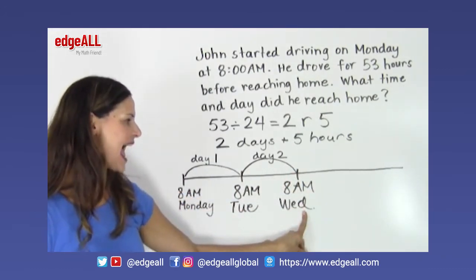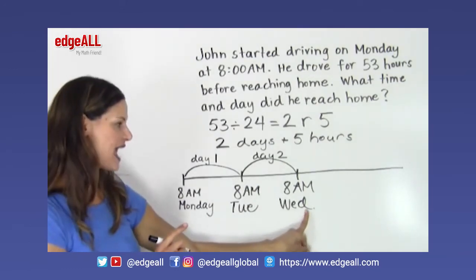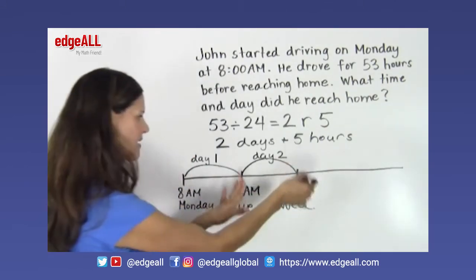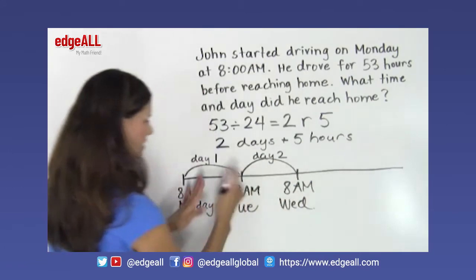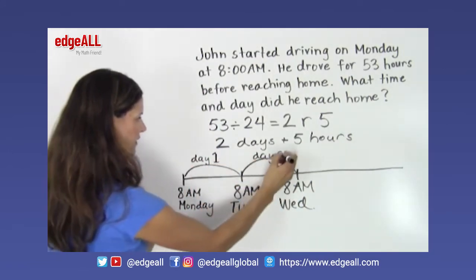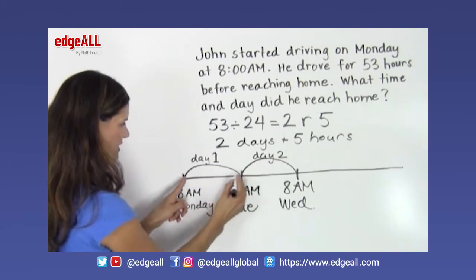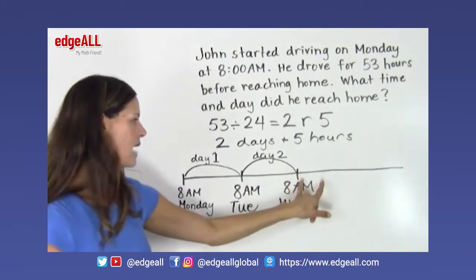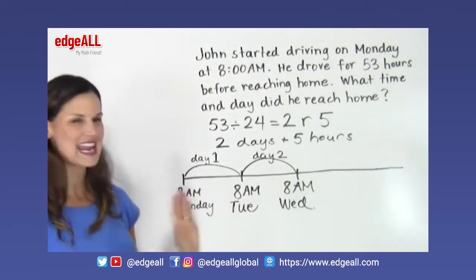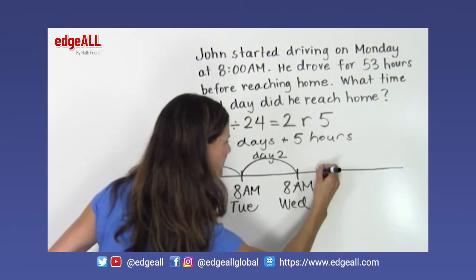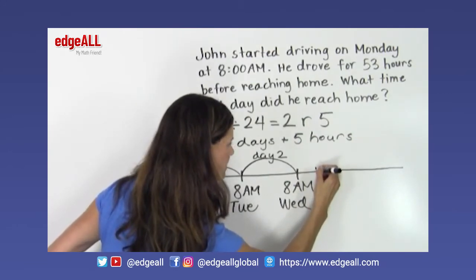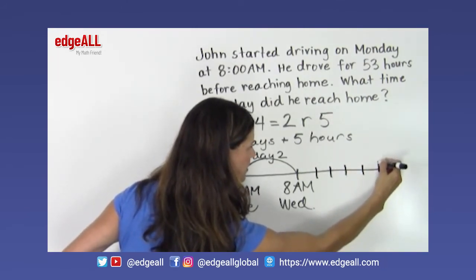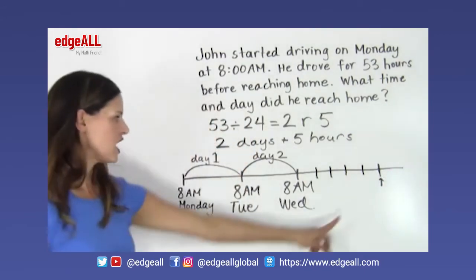So we need to add 5 hours to 8 a.m. Wednesday to see when he made it home. So now I'm going to mark off some hours here. Our scale will be a little bit different than the full day because there would be 24 hours in here and 24 hours in here. But now so that we can see it better, I'm going to mark off these hours after 8 a.m. with bigger spaces. So we're going to go 5 more hours. 1, 2, 3, 4, 5. So we know this is when John landed at home.